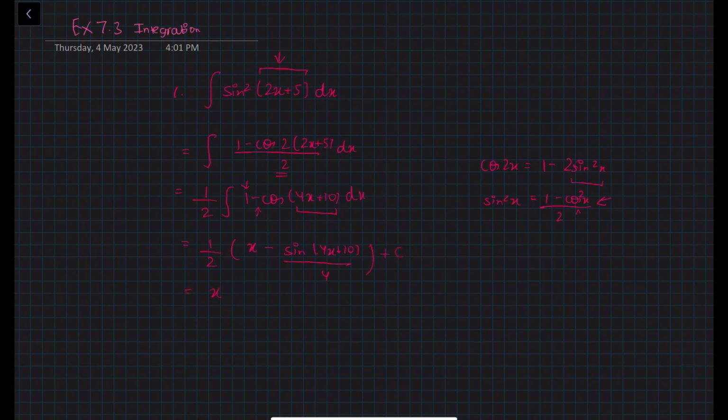We can just distribute this out. That's going to be x over 2 minus sine of 4x plus 10 over 8 plus c. That is the answer.